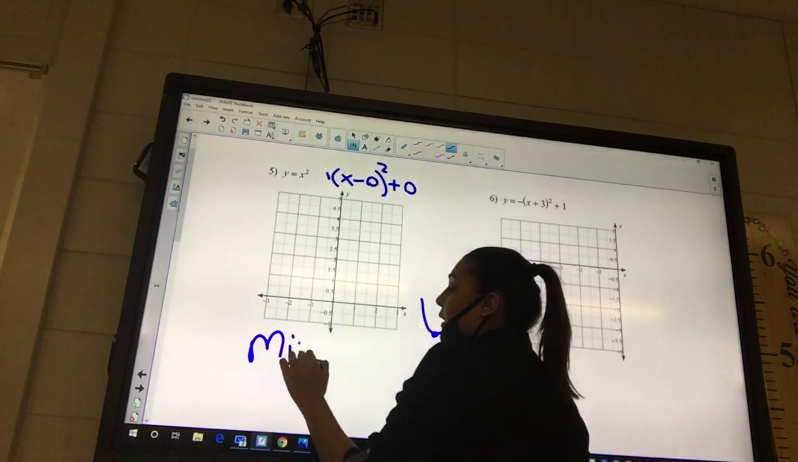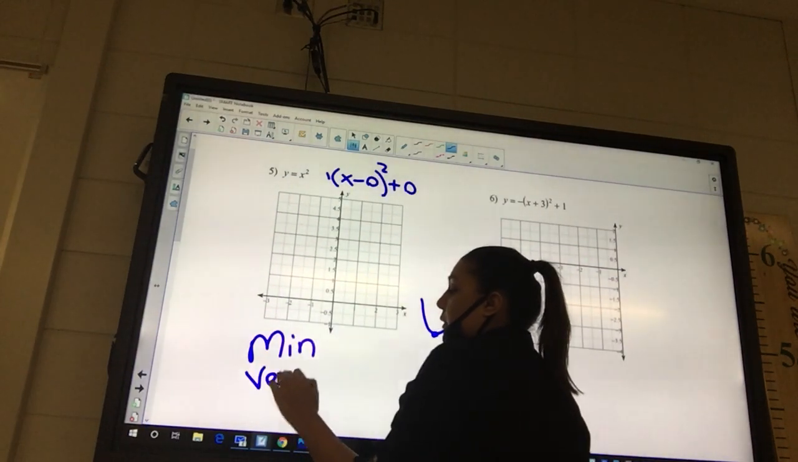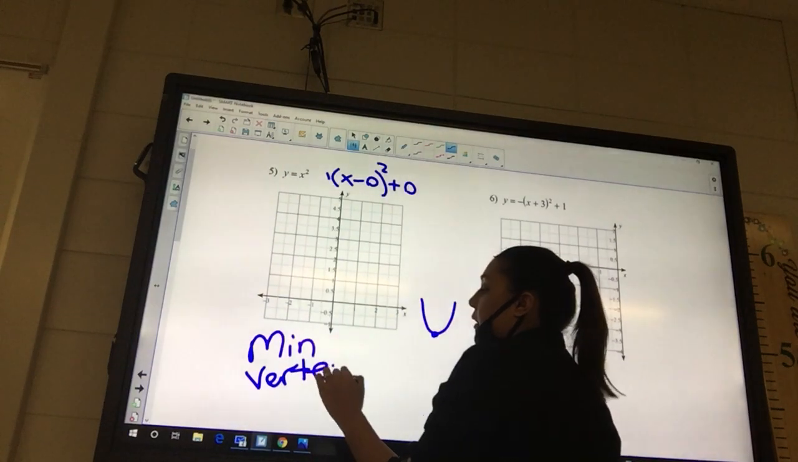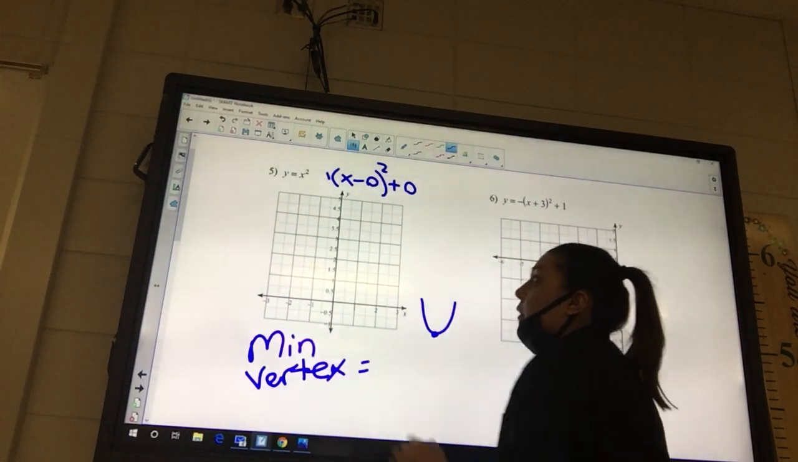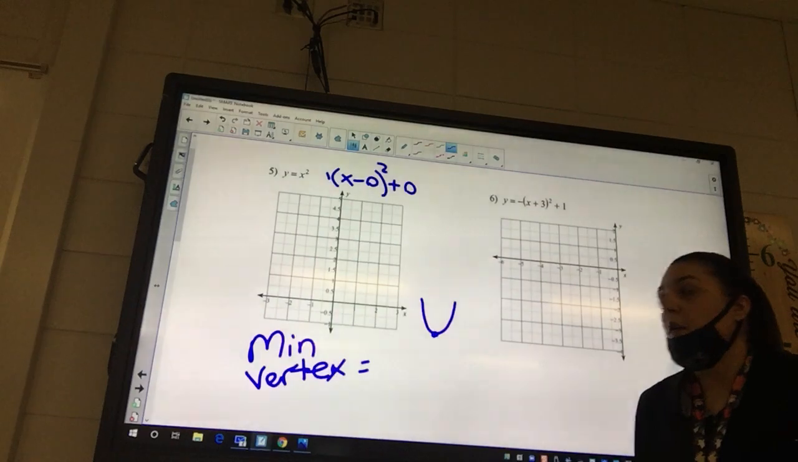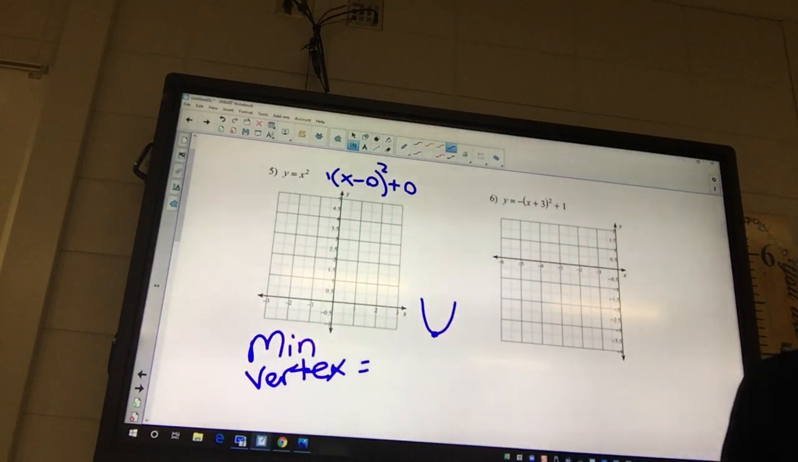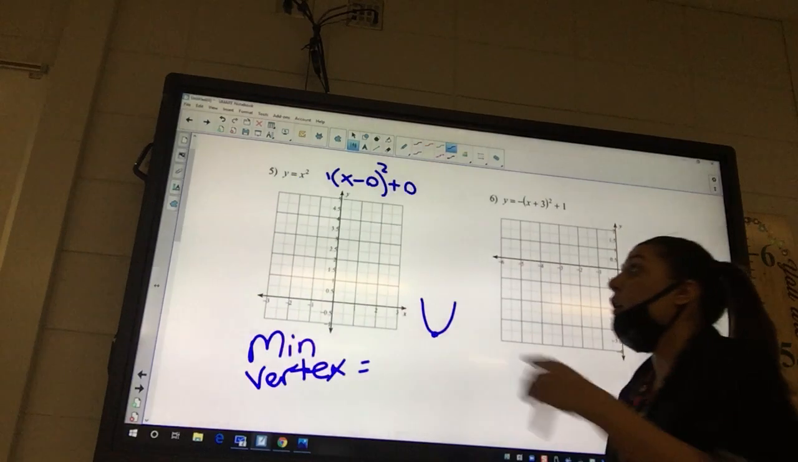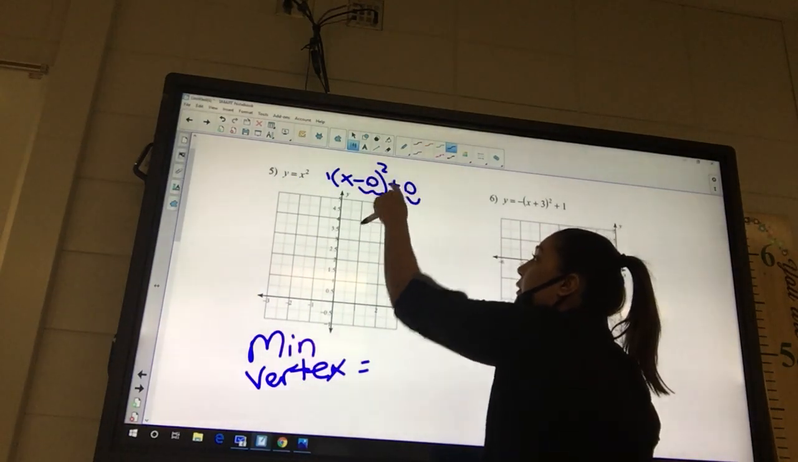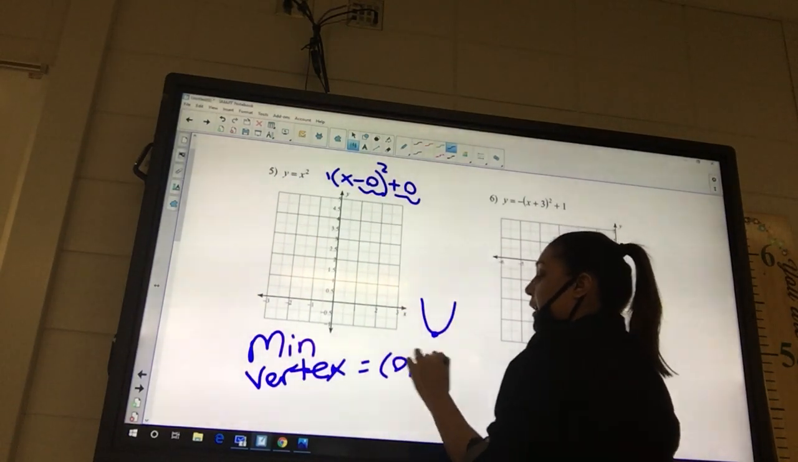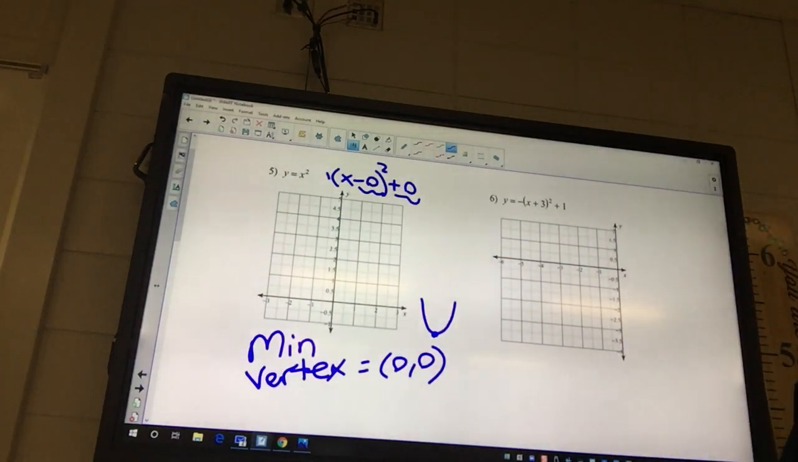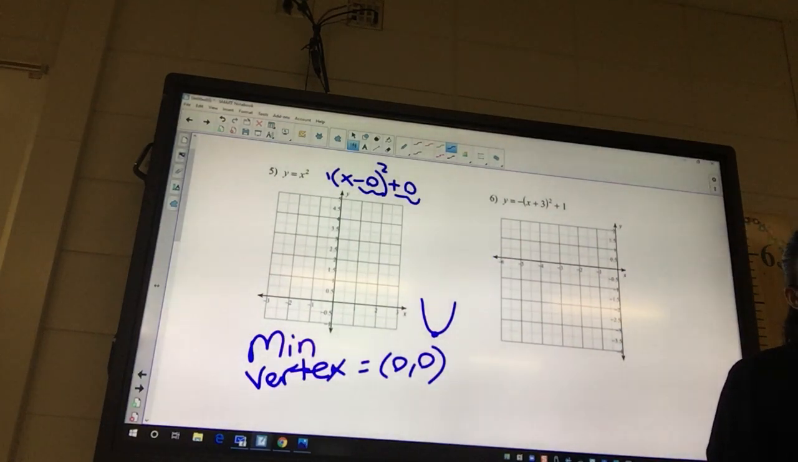What is the vertex? It says 0, 0. Look, we pick it. It says 0, 0. Our vertex is at 0, 0. And if you look on your little cheat sheet, where does this graph start? It starts at 0, 0.